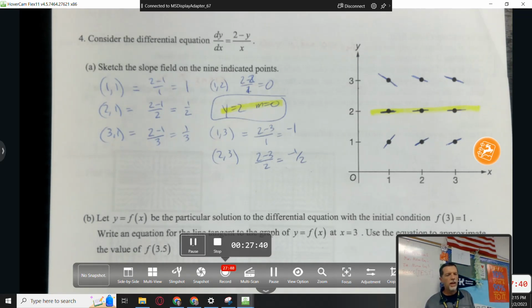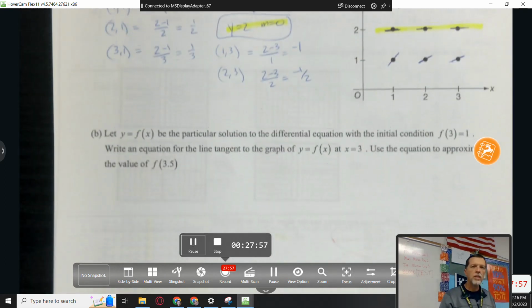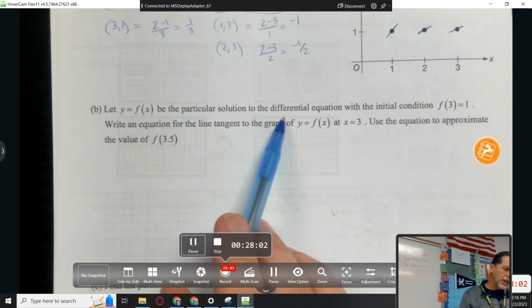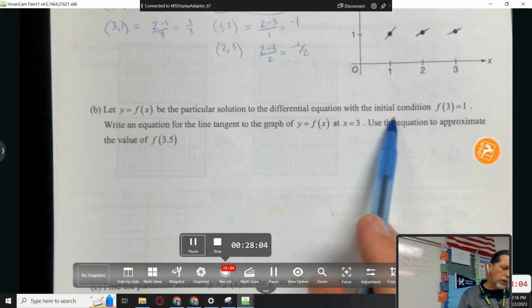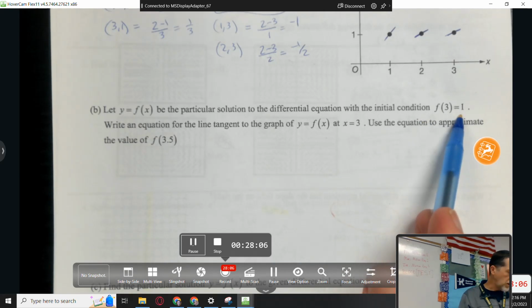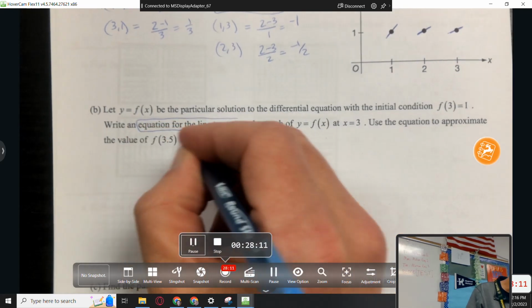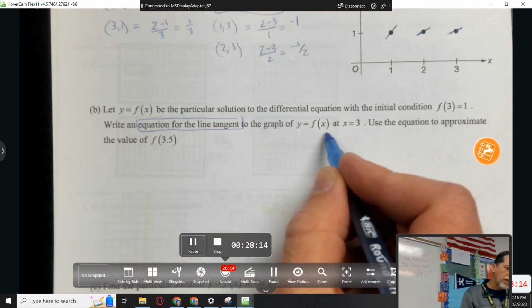And again, they almost always make some kind of pattern. So if one of them looks out of place, then go back and check that one because it's probably wrong. So those usually kind of check themselves on, at least if you're on the right track or not. Part B. Let y equals f of x be the particular solution to the differential equation with the initial condition f of 3 equals 1. Write an equation for the tangent line to the graph at x equals 3.